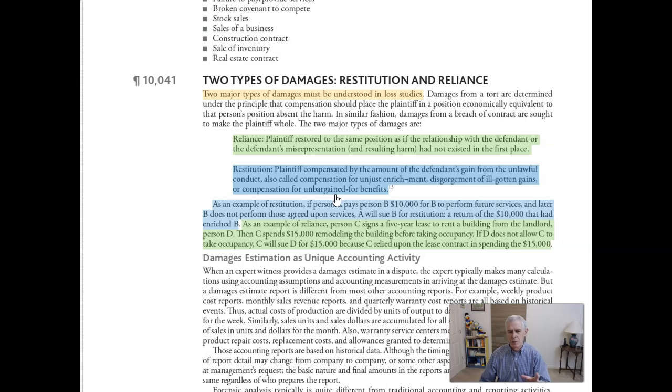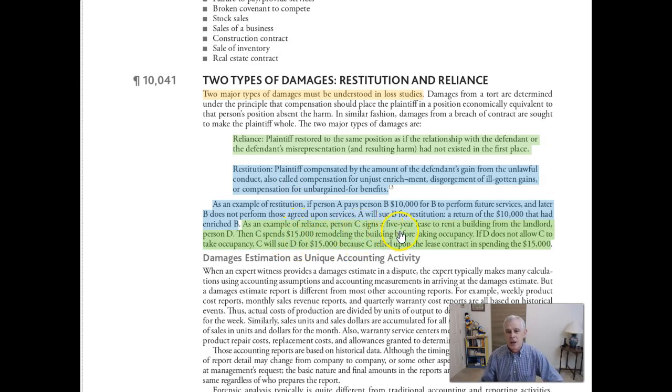Okay, let's look at a couple of examples here to explain these 2. First, restitution. If person A pays person B $10,000 for B to perform future services, and then later on B does not perform those agreed upon services, A will sue B for restitution, a return of the $10,000. Okay, so I gave someone $10,000. They were supposed to provide some kind of service. They did not. I sue them to get the money back. That's what this means.